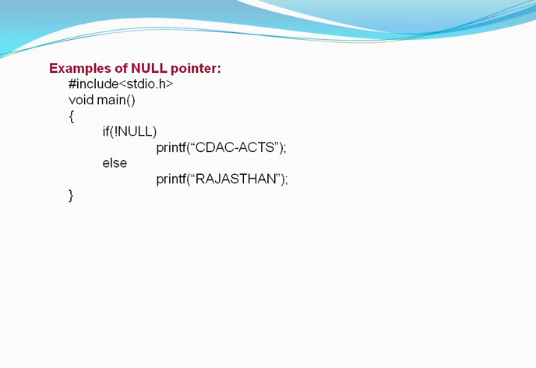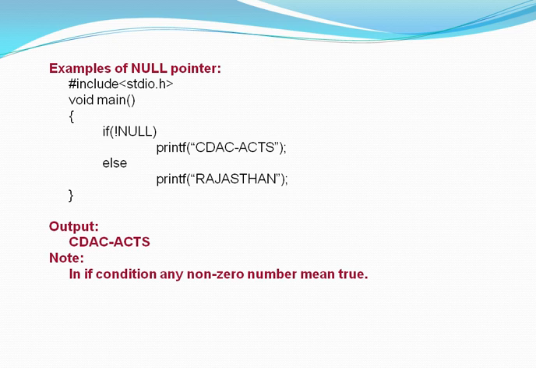Now we take an example for a null pointer. What is the output of this question? We have void main, if (!NULL) then printf("cdec x"), else printf("Rajasthan"). So the output is cdec x. What is the default value of NULL? NULL is defined as 0, so !0 equals 1. If 1, the condition is true, so you print cdec x. For any non-zero number, the condition is true, so you can print cdec x.